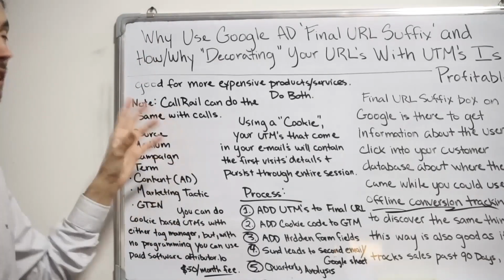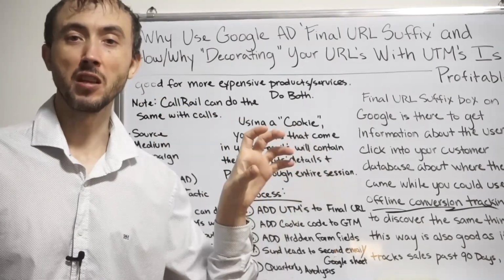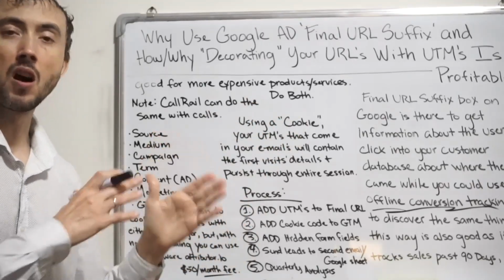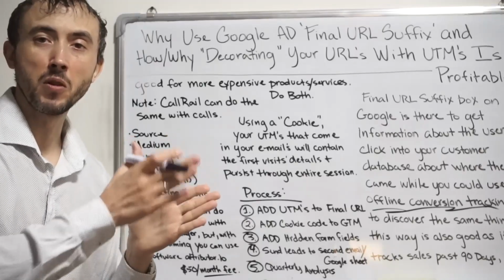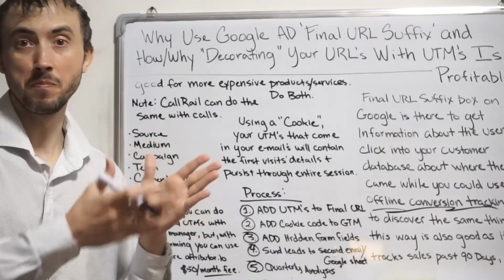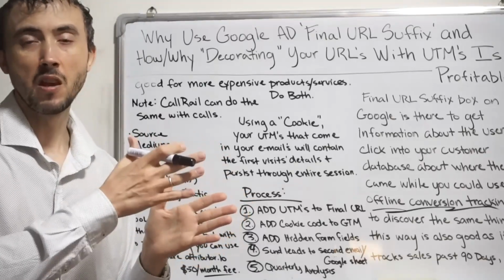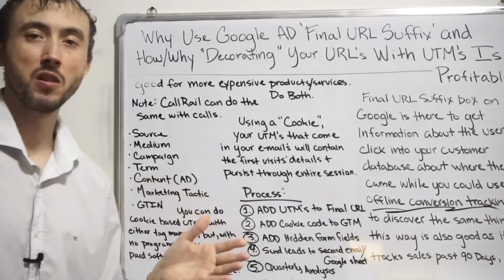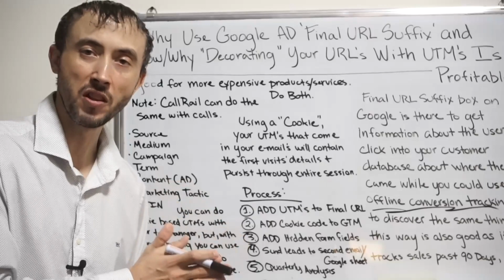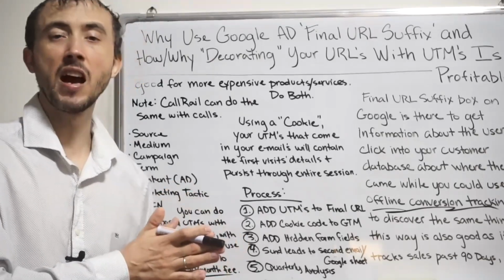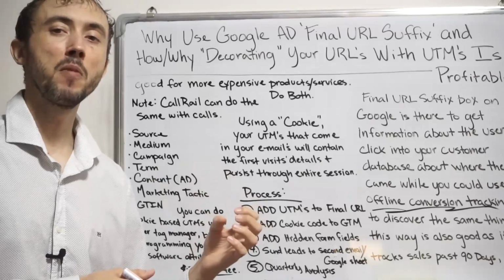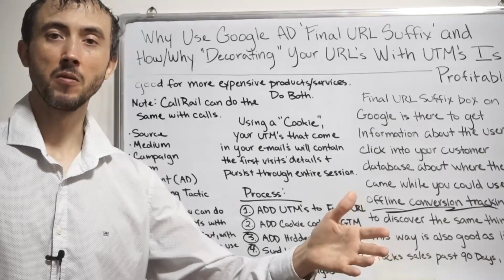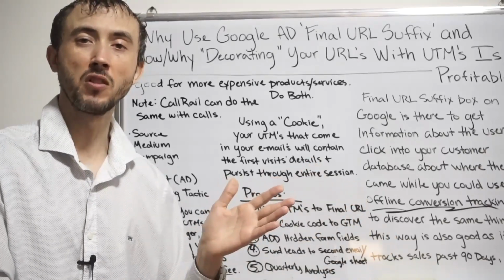So in a nutshell, somebody fills out a contact form on your site, and if you're using the final URL suffix in the process I'm about to describe, along with the information you're requesting from the user in your form, probably their name, phone number, email address, and maybe some other things, there's a way to capture what campaign they clicked on, what ad they clicked on, and what keyword they typed into Google before they found your ad. So when you get an email with that form's content, it will have all that extra information with it.